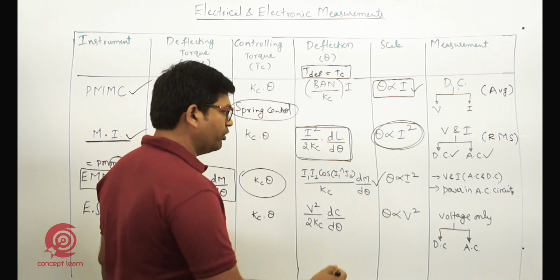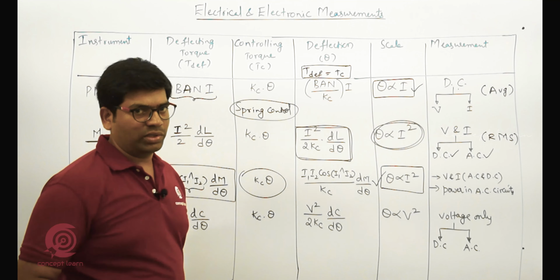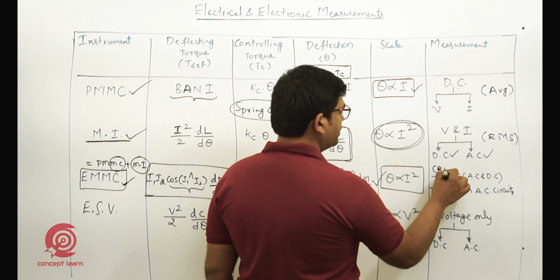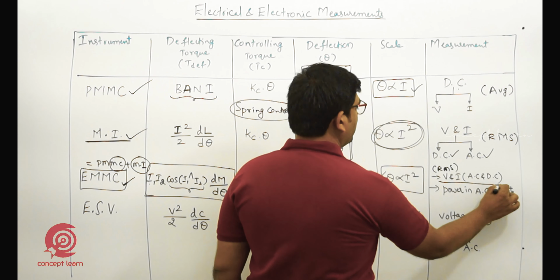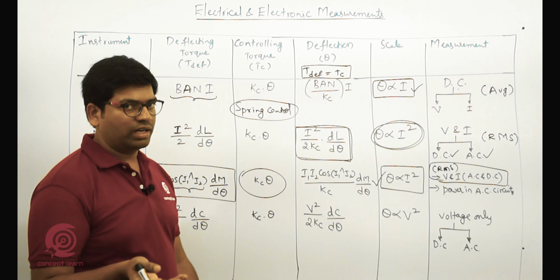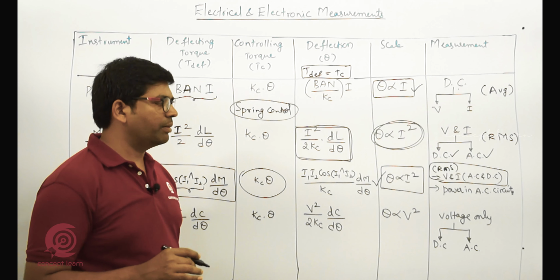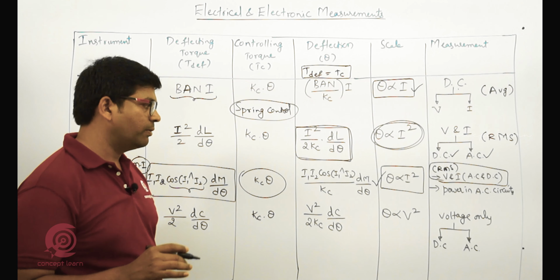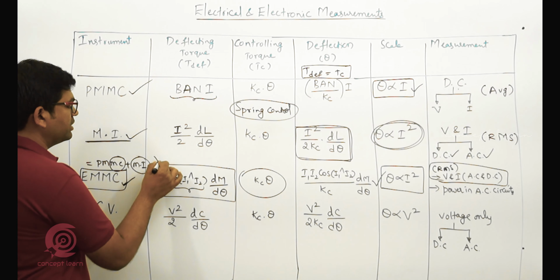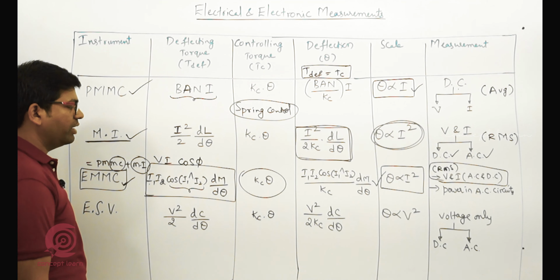Still, if you notice, theta is proportional to I square, so the scale is non-linear. Non-linear scale means it always gives the RMS value, so you can measure both AC and DC quantities, voltage and current. But it is specially preferred for power measurement in AC circuits. If you notice, the power consumed by the circuit in AC is VI cos phi. Observe this difference.